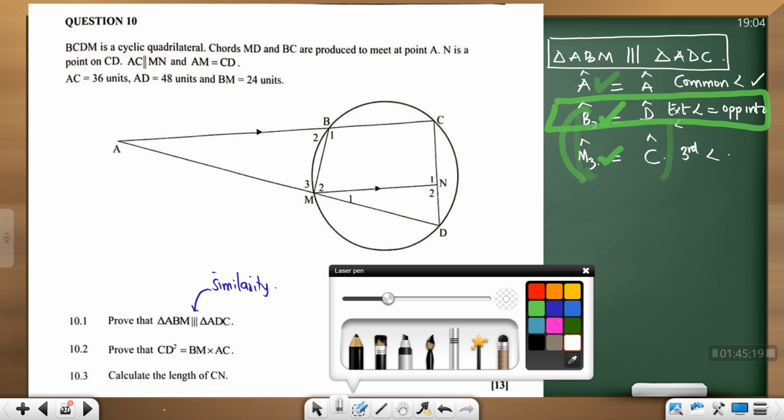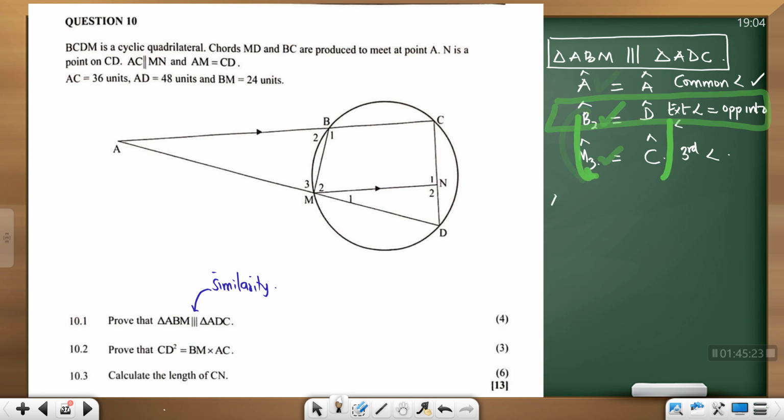Oh, I am now done. Check. What will I say? Triangle what? ABM is similar to triangle what? ADC. What's your reason? Angle, angle, angle. 1, 2, 3, and 4. Let me know if it makes sense.